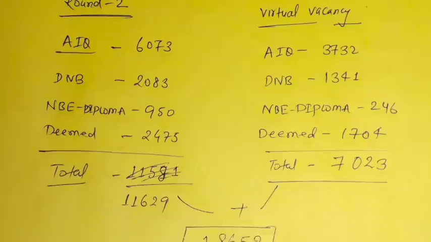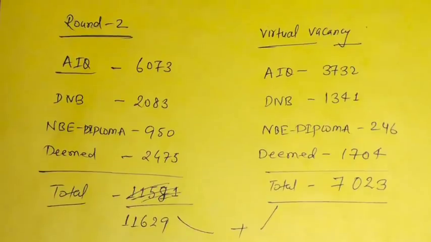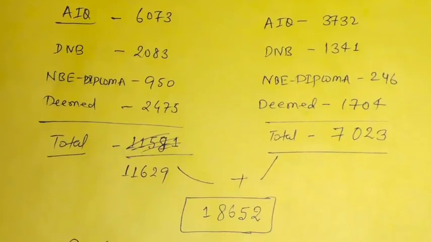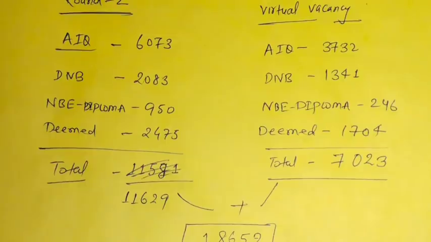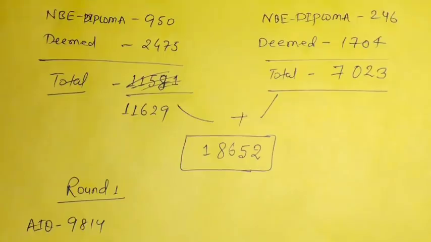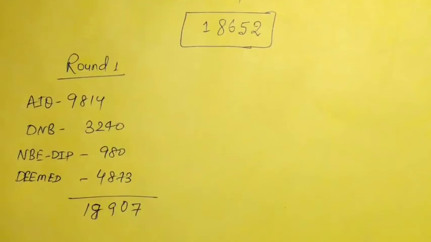Okay, in round 2. You will ask one question: why am I counting virtual vacancy in the total number of seat availability? Suppose you are looking for a seat which is not available in round 2, but on that seat the candidate has taken admission and is going for upgradation. If that candidate gets upgraded, you still have a chance to get the seat which is not available in round 2, but may become available through virtual vacancy, which gets created during the allotment process. So the total is 18,652. You can see, and let's compare with the round 1 seats. In round 1 also I had created a video.